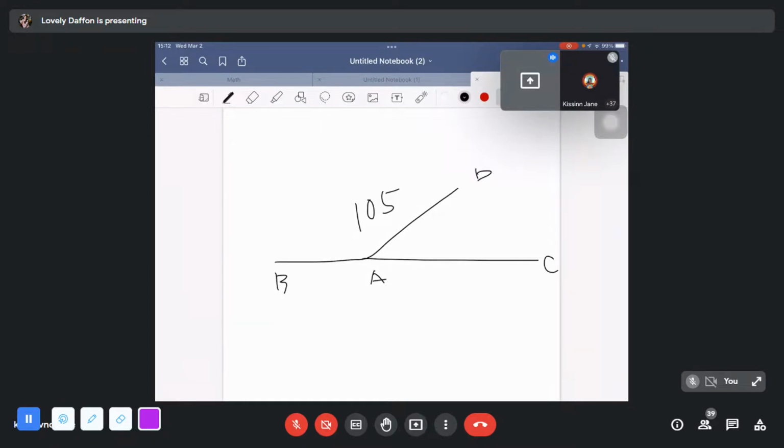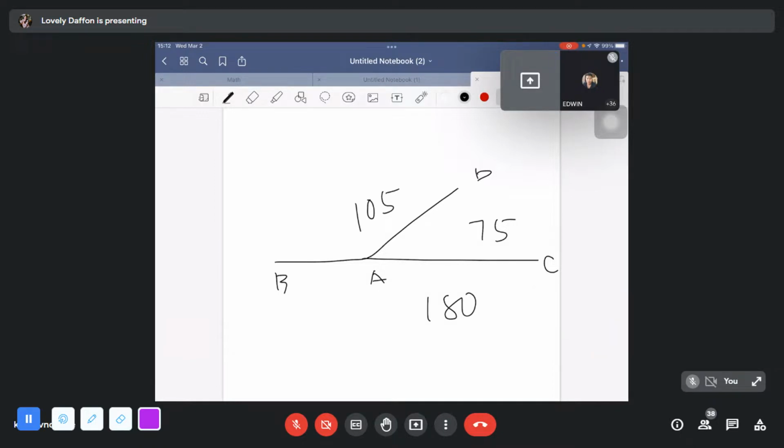Angle BAD, the measure is 105. Now, what is the measure of the other angle, DAC? 75, ma'am. Okay, we have 75. So therefore, if we add the two angles, which are 105 and 75, it will give you a total angle of 180, in which they are called supplementary.